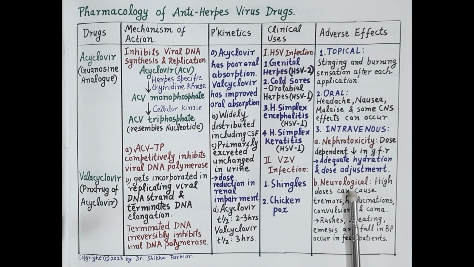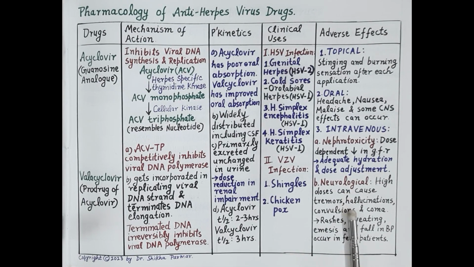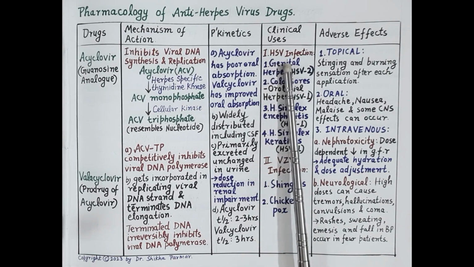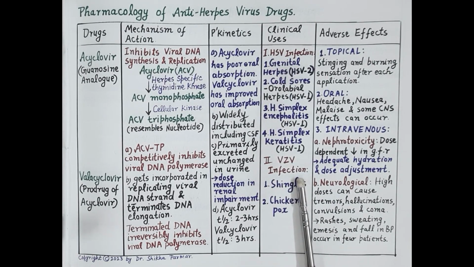Another major adverse effect of acyclovir is neurological toxicity. High doses of acyclovir can cause tremors, hallucinations, convulsions and coma. In addition to these adverse effects, rashes, sweating, emesis, that is vomiting, and fall in blood pressure can also occur in few patients. So this is the pharmacology of Acyclovir. It's very important to remember that Acyclovir and Valacyclovir are very effective in the treatment of infections caused by herpes simplex virus and varicella zoster virus.